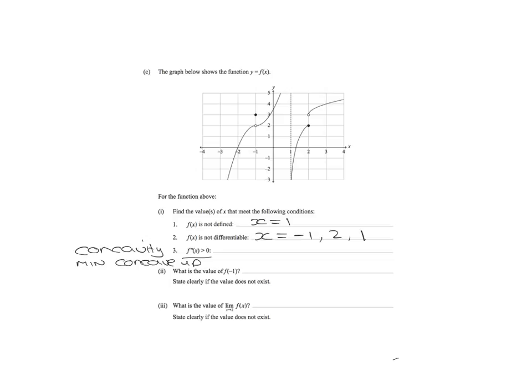Now, the only area where this graph is concave up is between these 2 points. So here we'd give a range of values. -1 doesn't count, so -1 is less than x, which is less than 1. Note it's less than, not less than or equal to.